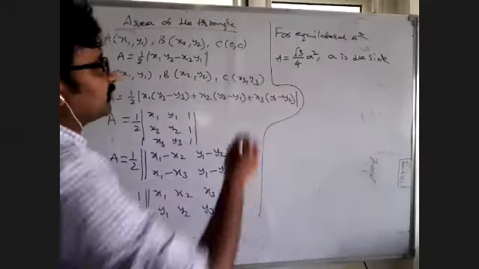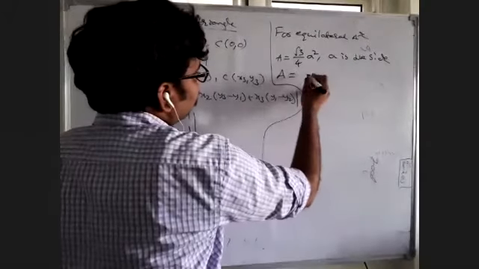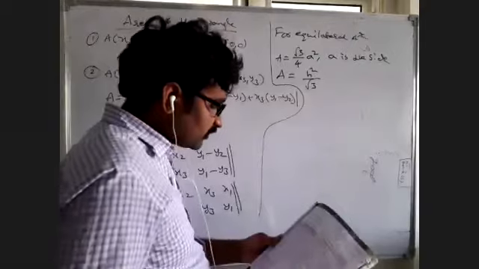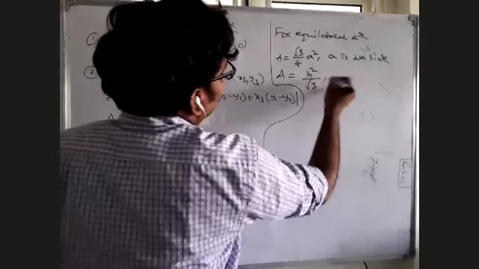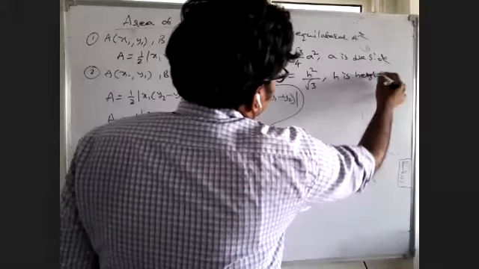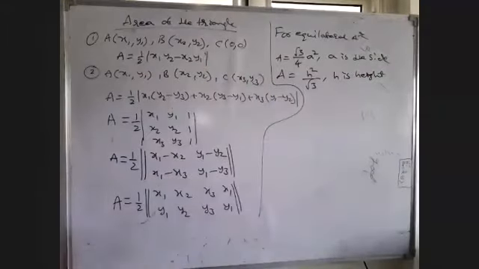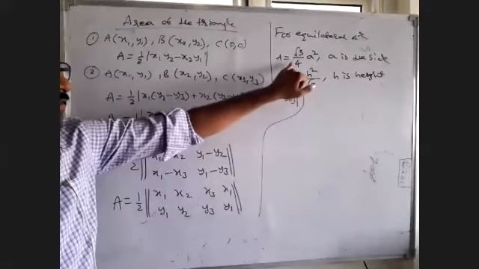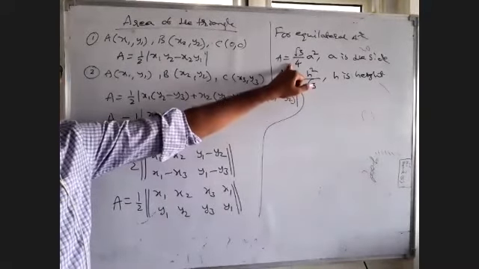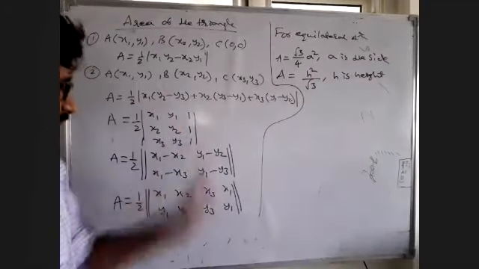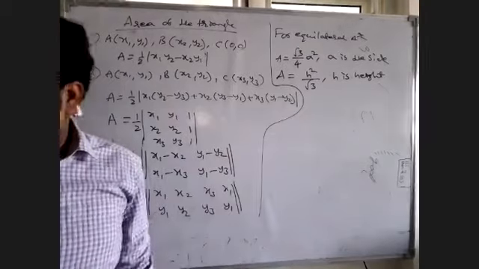And one more: area is equal to h square by root 3, where h is the height. If the height is given, this is the formula to find the area of an equilateral triangle. And if the side is given, the earlier formula applies. For all remaining triangles, these are the formulas to find areas. Okay, copy it.